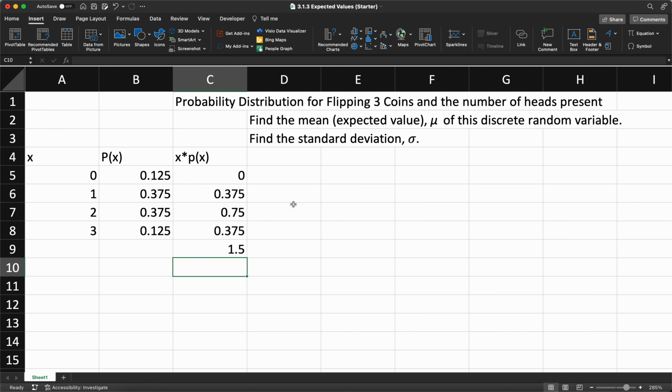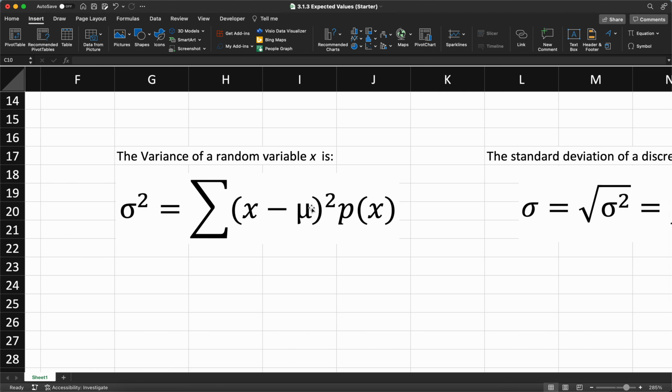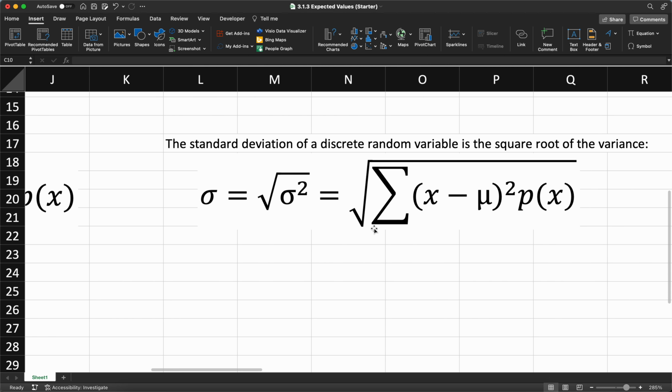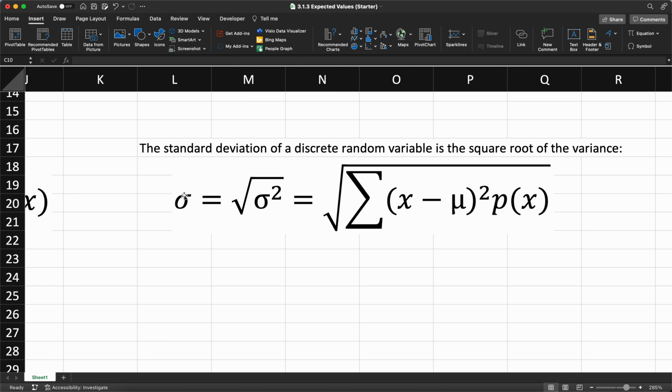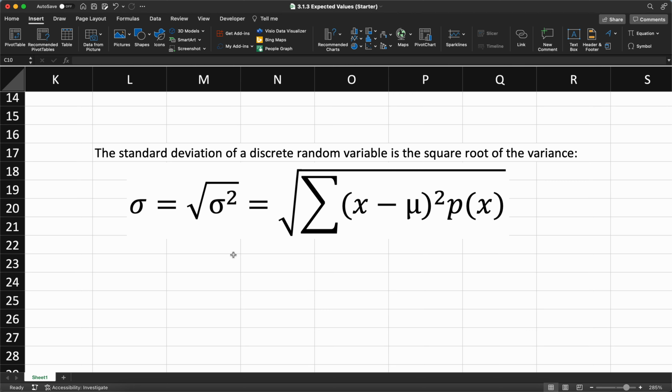So now we want to find the standard deviation. So the standard deviation formula, this is the variance formula. So first we would find the variance, which is the sum of the distance from each x value from the mean squared times the probability of each of those happening. Then we're going to square root that to get the standard deviation. So first we find the variance, then we find the standard deviation by square rooting that.